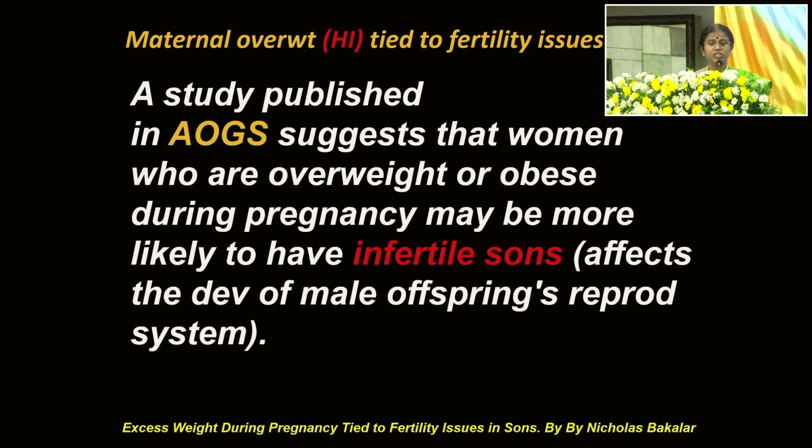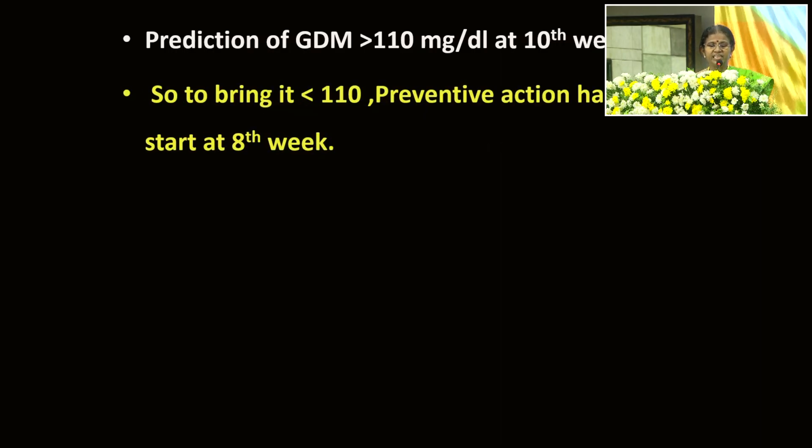This again has shown that hyperinsulinemia in the mother affects the male child also by producing infertility. We are now facing a lot of infertility. It affects both the male and female. Again, as I said, for prediction of GDM, 110 at the 10th week shows that she will become a GDM. And to bring down this blood sugar to less than 110, preventive actions have to start at the 8th week.